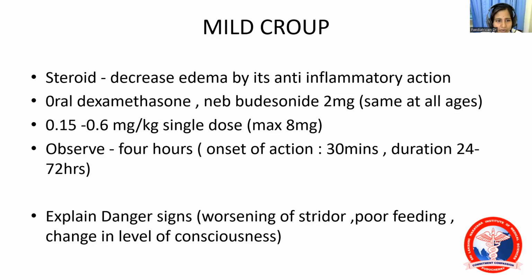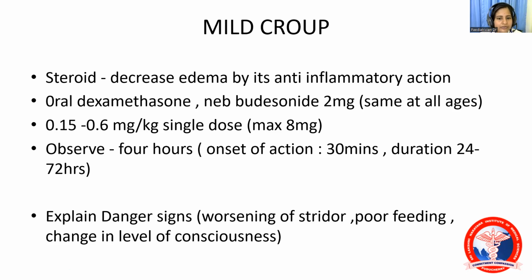So what is the dose of oral dexamethasone? It is 0.15 to 0.6 mg per kg single dose. Maximum you can go up to 8 mg. Any dose in between 0.15 and 0.6 mg will have the same efficacy. So we always used to give 0.6 mg per kg single dose.